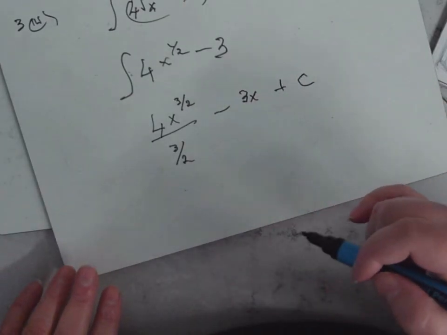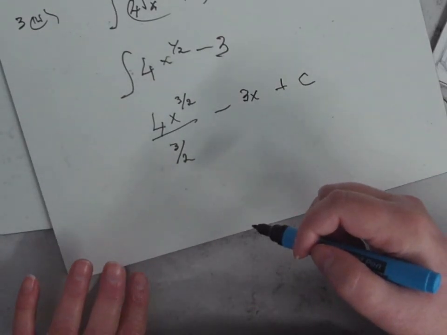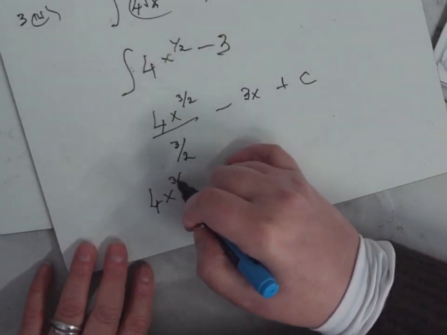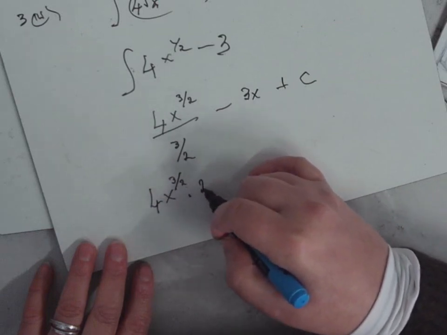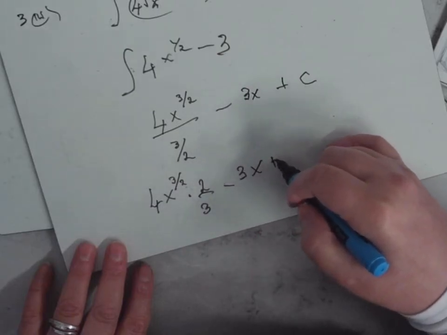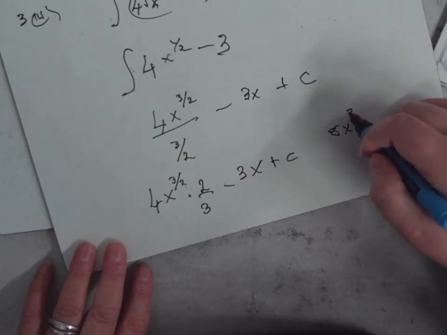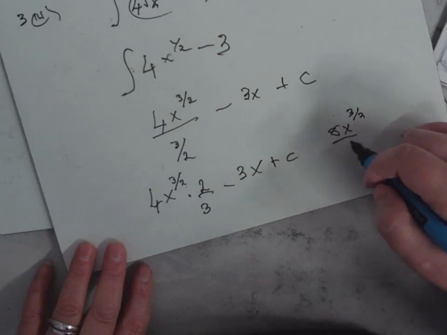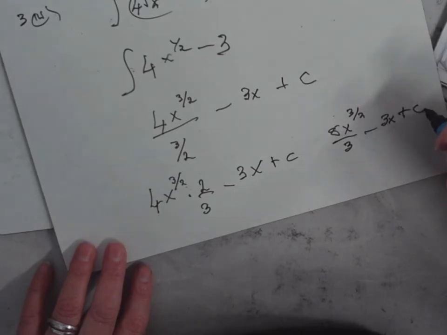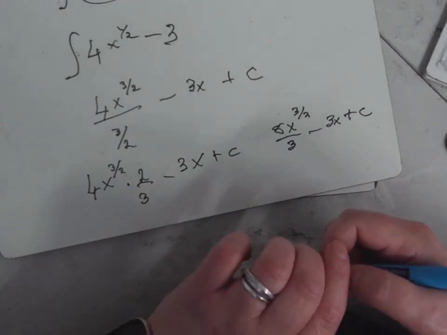Yay. Right, okay, so here we want to divide by 3 over 2. So what does that mean? Divide by 3 over 2 means we're going to what? Multiply by 2 over 3. So that's 4 multiplied by 2 over 3 x to the power of 3 over 2, minus 3x plus c. And that would be 8x to the power of 3 over 2 over 3 minus 3x plus c. We good with that? Yeah, thank you. Right. Everyone happy? Happy to move on?